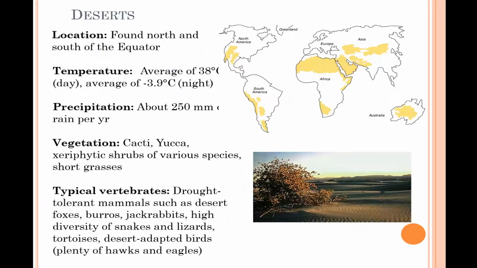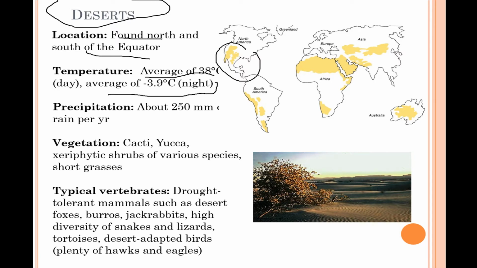Moving on, talking about deserts. Deserts are mainly found in the north and the south of the equator. Deserts are regions where rainfall is something they do not receive, and they are found at extremes, as you can see in the map, at the north and the south of the equator. The temperatures are as high as 38 degrees in the day and an average of -3.9 degrees at night. They receive a precipitation of about 250 millimeters per year, and the vegetation includes cacti, yucca, xerophytic shrubs of various species, and short grasses.